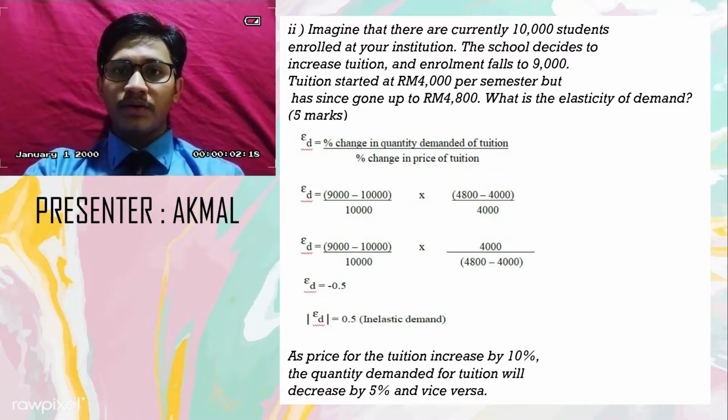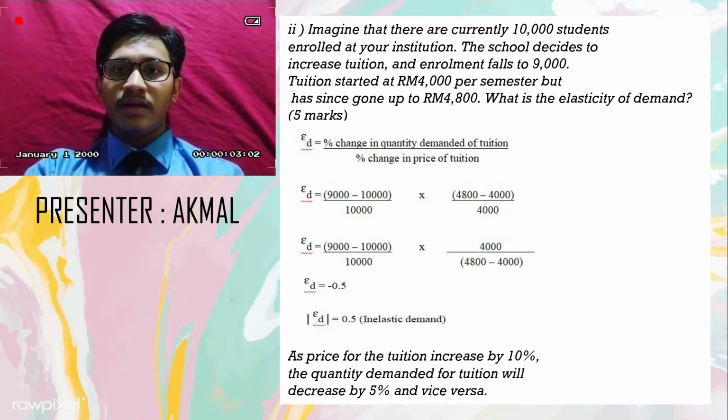First, we should know the formula to calculate the price elasticity of demand: the percentage change in quantity demanded for tuition divided by the percentage change in price of tuition, which is the new quantity minus old quantity divided by old quantity, divided by the new price minus old price divided by old price. Now, we should know which one is the new and old quantity of demand and which one is the new and old price.